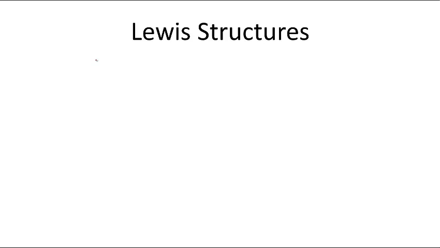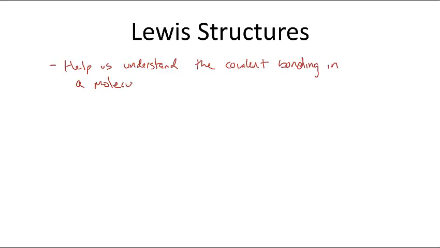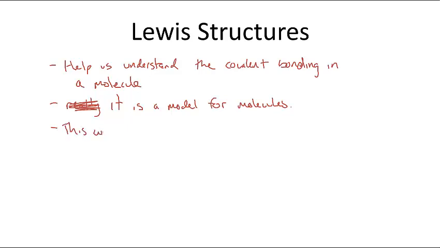So let's start with Lewis structures. You see I have all my notes already. For those of you who are watching live, you can see I do all my notes out. Mr. Hamill just does it off the top, but I make sure I have everything all organized. So Lewis structures help us understand the covalent bonding in a molecule. Really, it's a model for molecules. This will help us determine shape and eventually polarity.